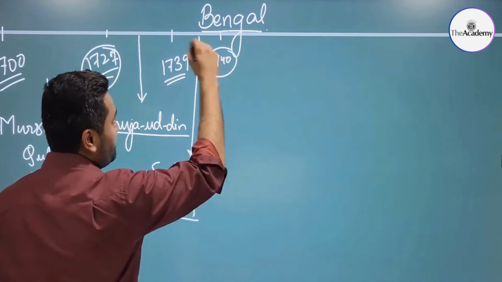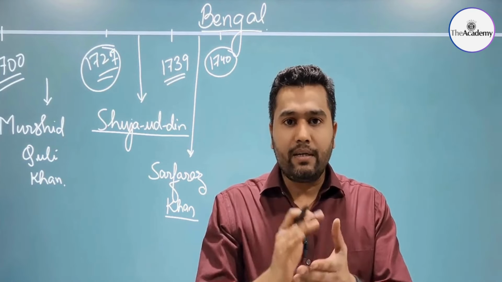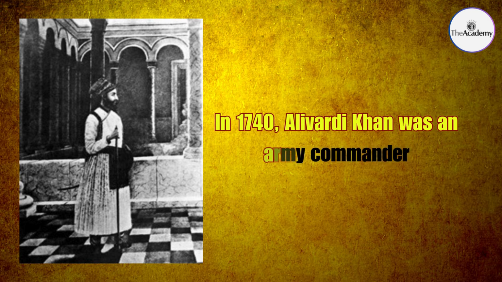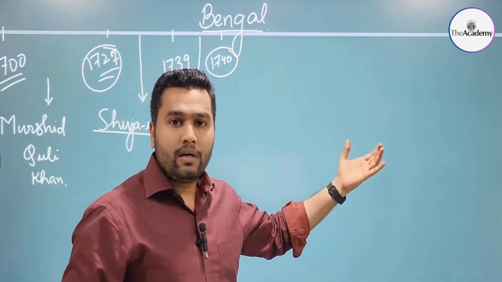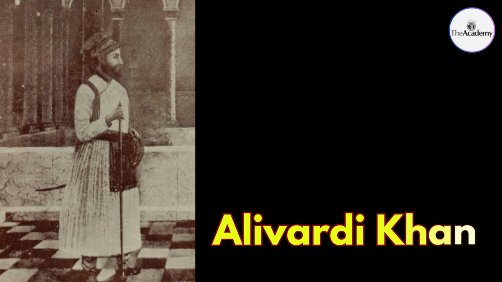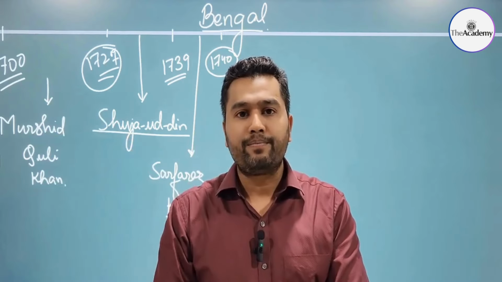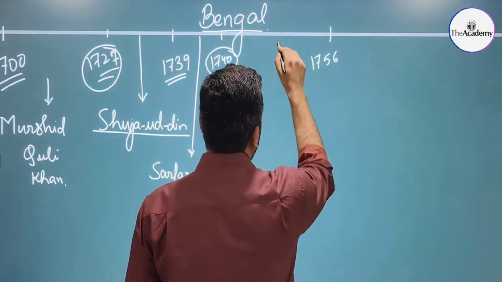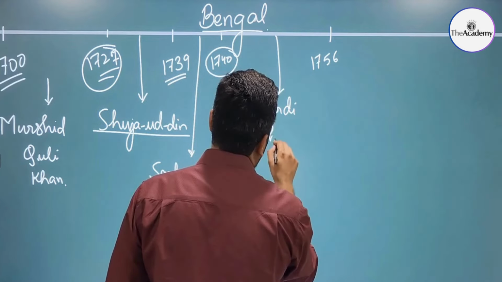However, in 1740, there was a major coup d'etat. The governor, the army commander Alivardi Khan, killed Sarfaraz Khan and became the Nawab of Bengal. And the moment Alivardi Khan became the Nawab of Bengal, he severed all contacts with Delhi. He stopped paying tributes. He stopped the acknowledgement of the Mughal emperor. And from 1740 till 1756, Alivardi Khan ruled Bengal as its Nawab.